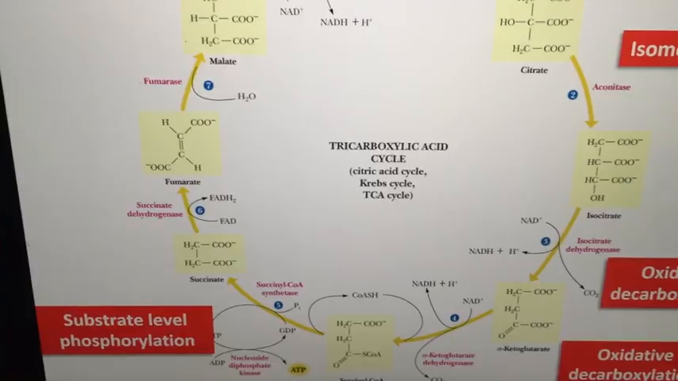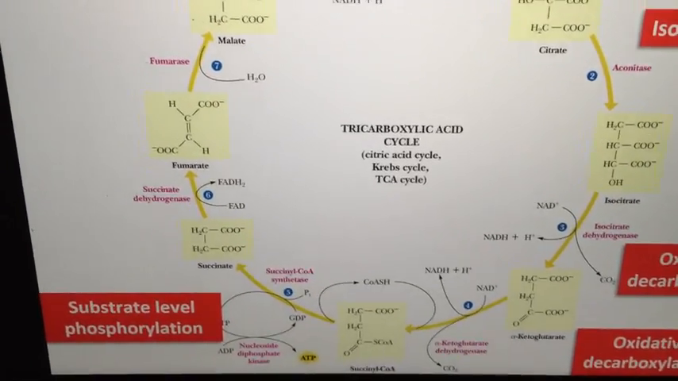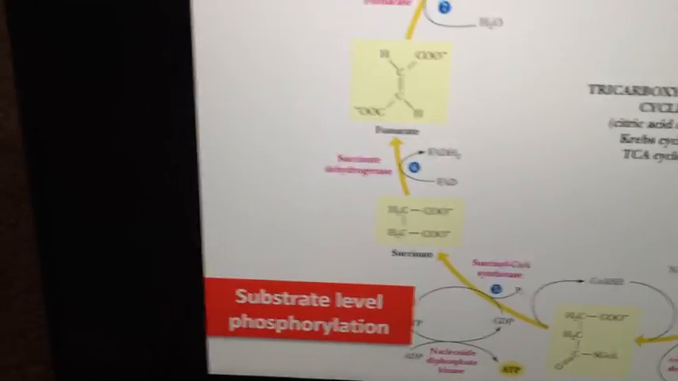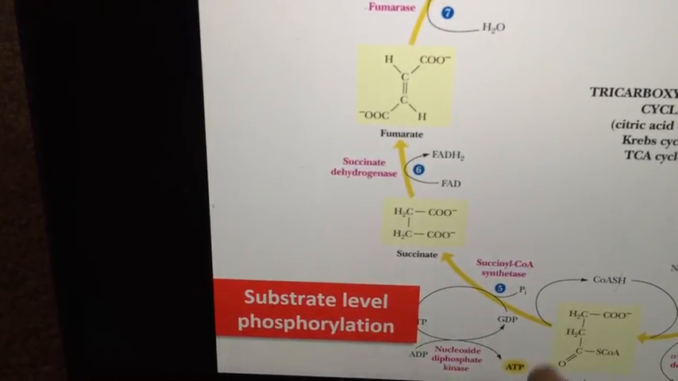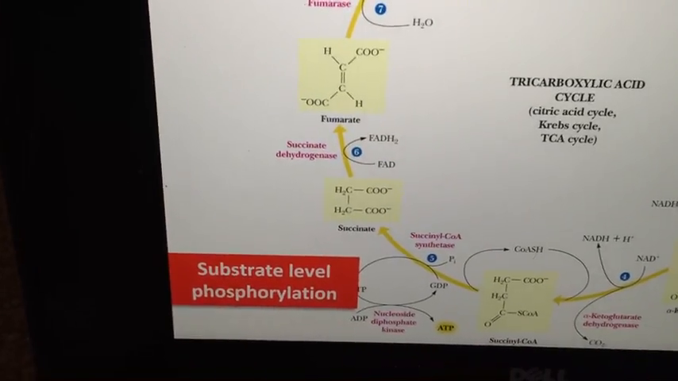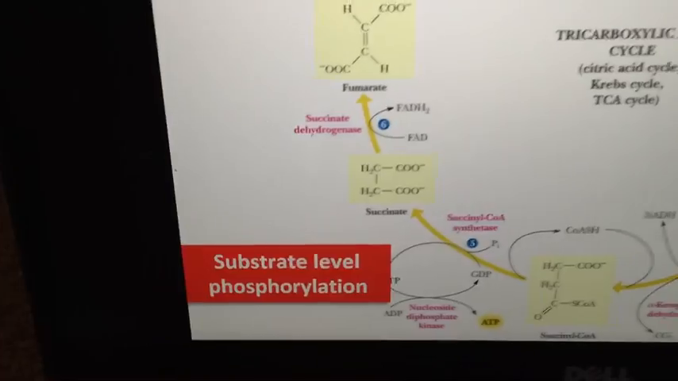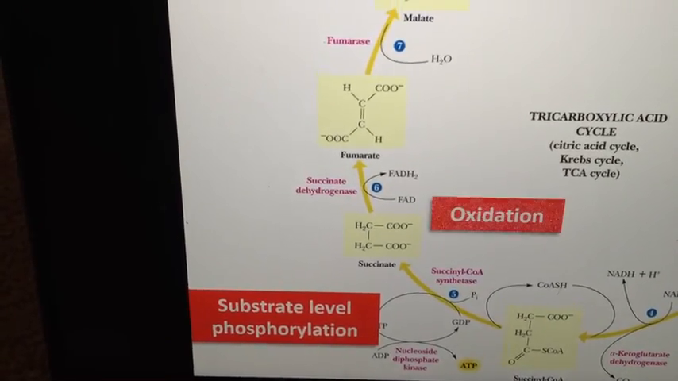The next step is a substrate level phosphorylation reaction where succinyl-CoA is converted to succinate, and in this reaction GTP is produced, which is then converted to ATP. This reaction is catalyzed by succinyl-CoA synthetase.